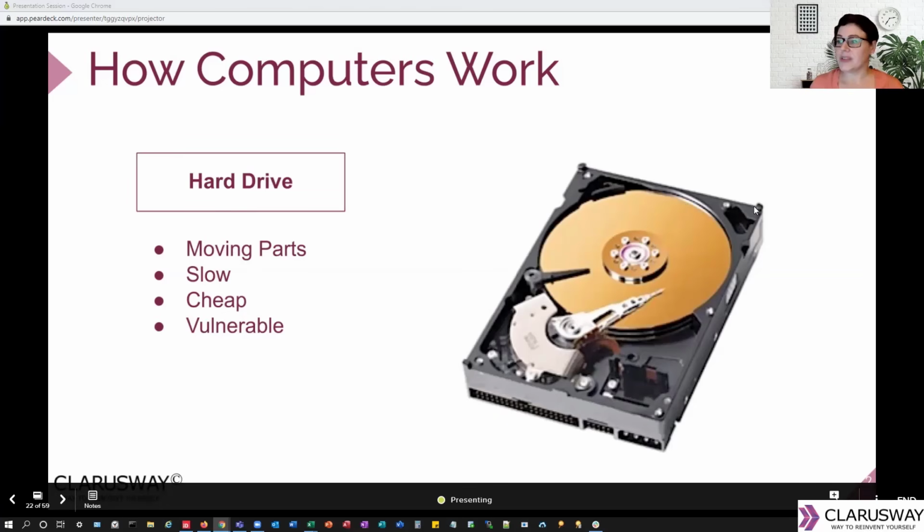It is a platter with heads. The platter rotates. It is slow. It has moving parts. It's less expensive, but it is vulnerable. The biggest thing with these hard drives is if you jostle them while the head was writing to the disk, or you dropped the laptop, it was curtains for your hard drive.